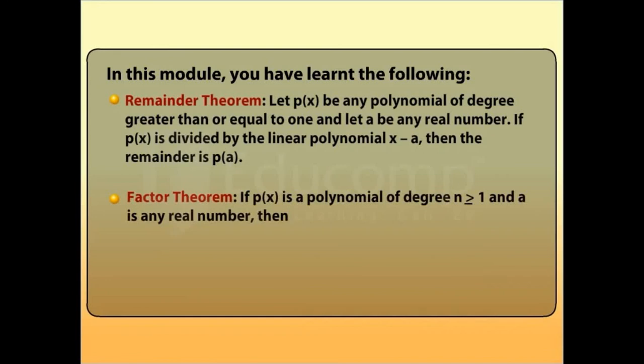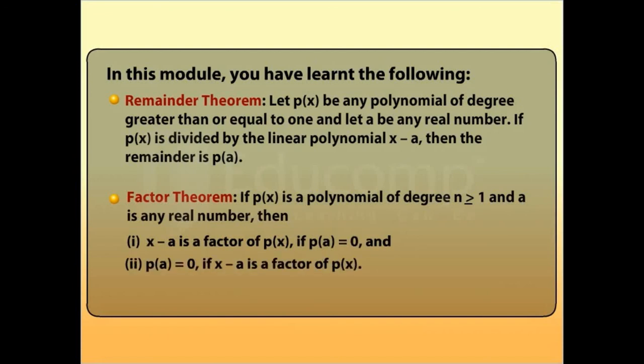Factor theorem. If p of x is a polynomial of degree n greater than or equal to 1 and a is any real number, then x minus a is a factor of p of x if p of a equal to 0, and p of a equals 0 if x minus a is a factor of p of x.